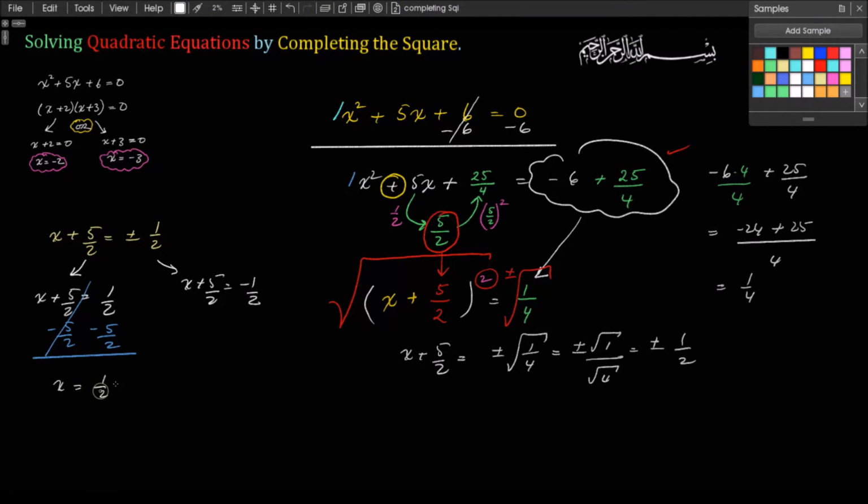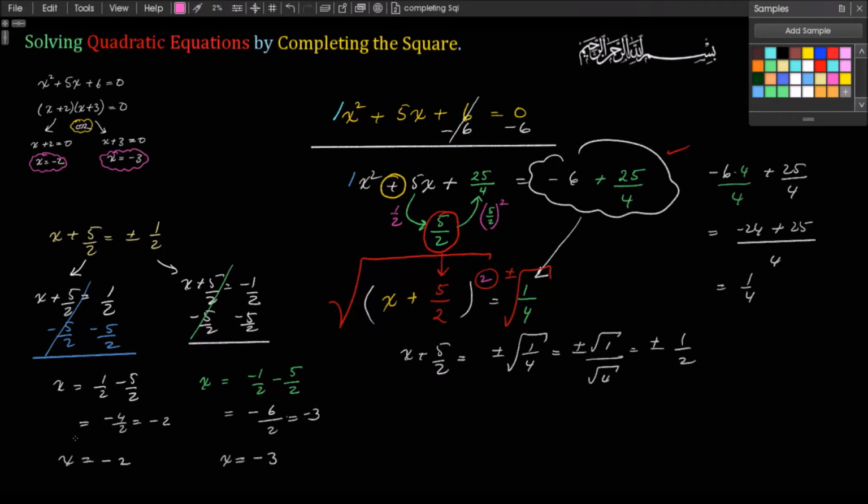Now this is 1/2 minus 5 over 2 like this, okay? So that's negative 4 over 2, and that is negative 2. So I get my first answer, x is equal to negative 2. And again, I subtract 5 over 2 from this side. Here I get x is equal to negative 1/2 minus 5 over 2. This is negative 6 over 2, which is negative 3. And I get my second answer, x is equal to -3. And as you can see, the answers are the same. X is equal to -2 and x is equal to -3.